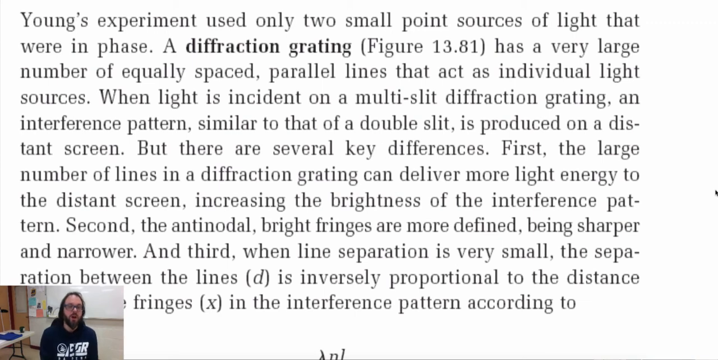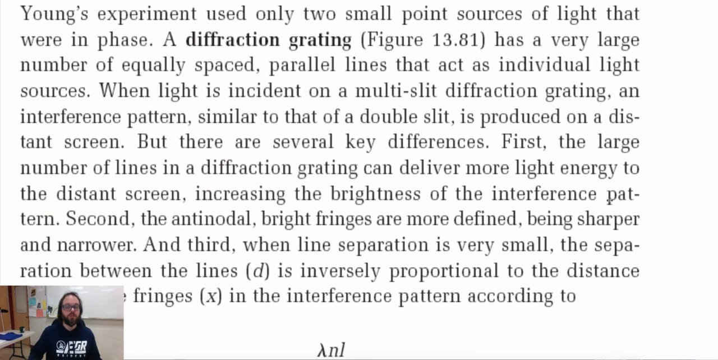When light is incident on a multi-slit diffraction grating, an interference pattern similar to that of a double slit is produced on a distant screen, but there are several key differences. First, the large number of lines in a diffraction grating can deliver more light energy to a distant screen, increasing the brightness of the interference pattern, and so on.